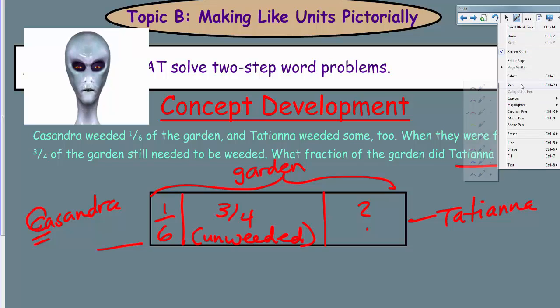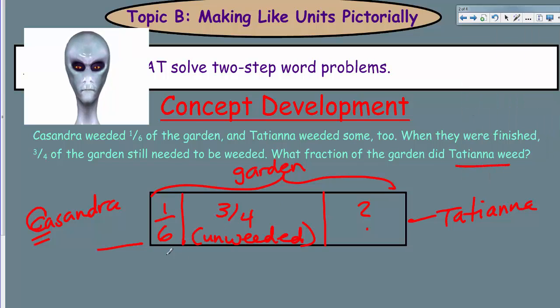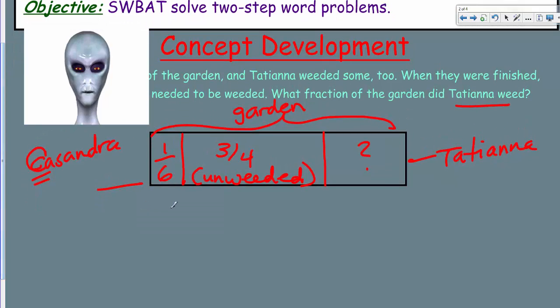So let's go ahead and write the problem like this, then. If we were to put, and I'm going to just bring this like so, so one whole garden, right, complete, minus the amount that Cassandra did, okay, and then minus what was left over, should give us, right, the amount that Tatiana did. So let's go ahead and write it this way then. Let's look at the equation this way.